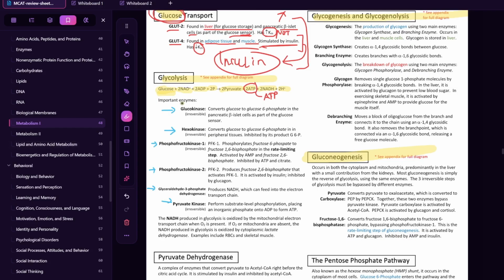They listed out even their function, which we were going over earlier. So again, glucokinase was irreversible, hexokinase irreversible. All of these irreversible ones are important to know. And then it says that glucokinase converts glucose to glucose 6-phosphate in the pancreatic beta cells as part of a glucose sensor. Hexokinase converts glucose to glucose 6-phosphate in the peripheral tissues, inhibited by G6P.